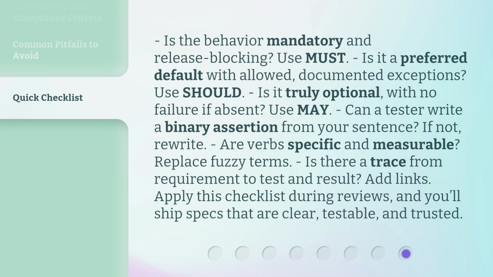Quick checklist. Is the behavior mandatory and release blocking? Use must. Is it a preferred default with allowed documented exceptions? Use should. Is it truly optional, with no failure if absent? Use may. Can a tester write a binary assertion from your sentence? If not, rewrite. Are verbs specific and measurable? Replace fuzzy terms. Is there a trace from requirement to test and result?